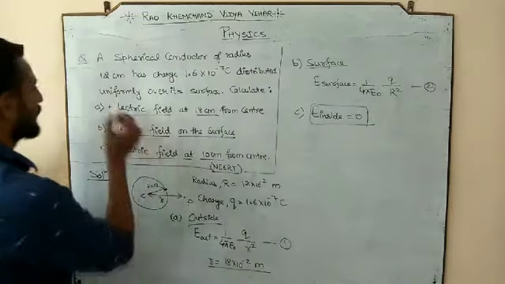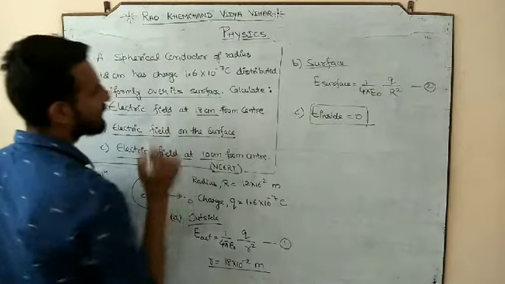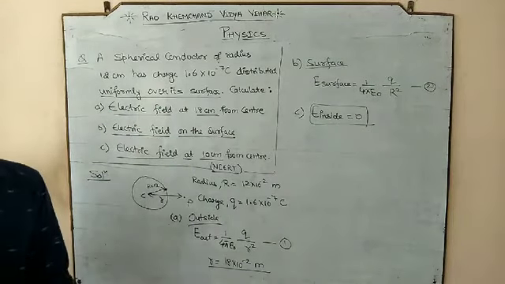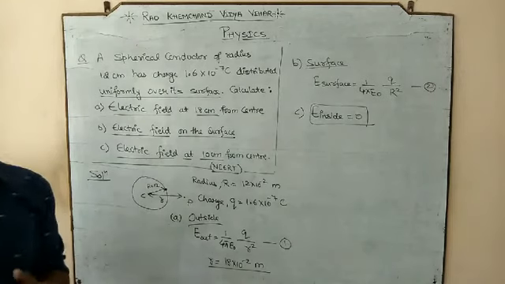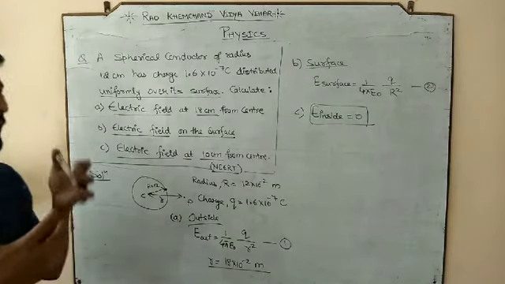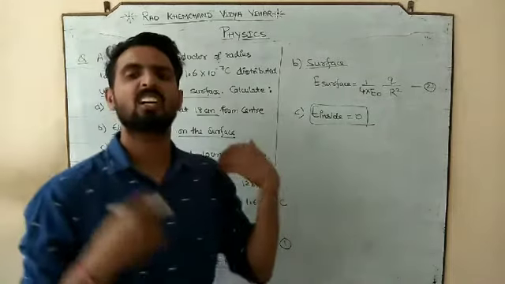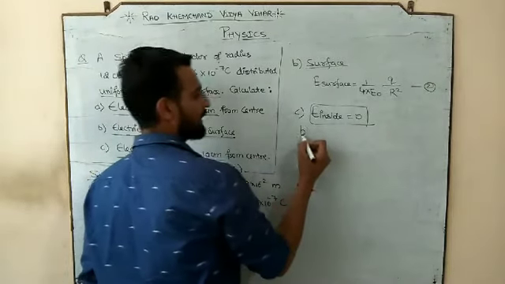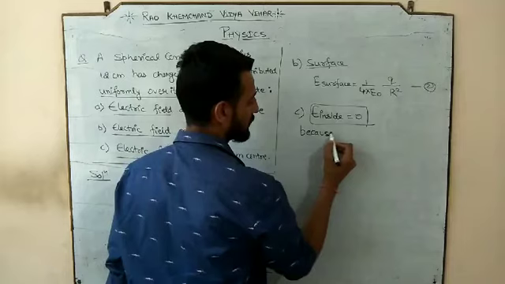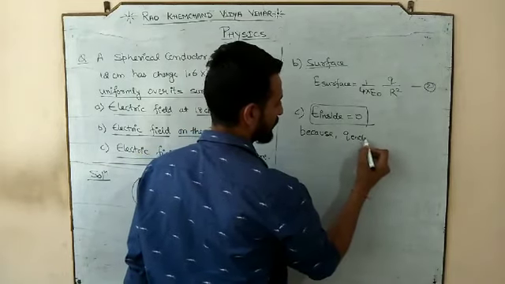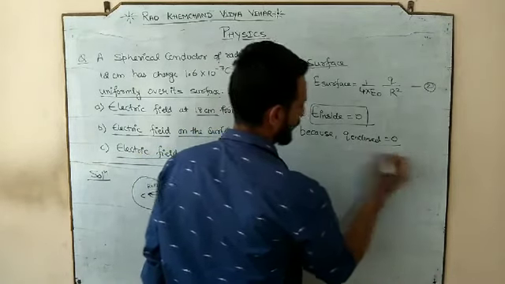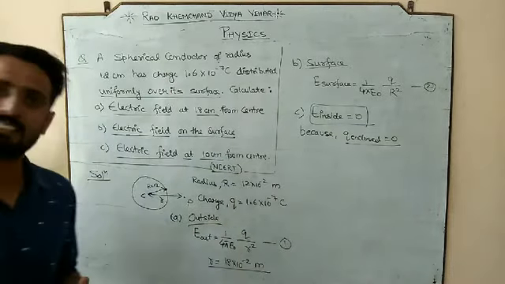Zero. Because it has been clearly mentioned that the charge is distributed uniformly over the surface. The charge is on the surface, not inside. And that's why the answer would be 0. You have to give the reason: because Q enclosed is 0. The charge enclosed by the body is 0.